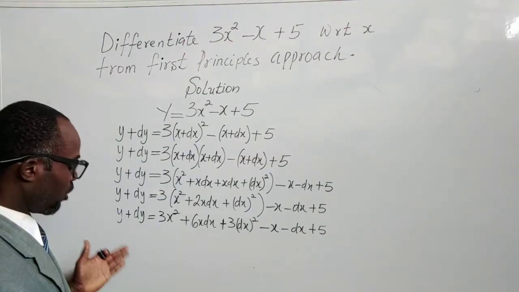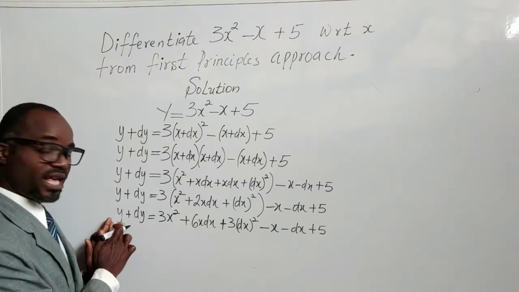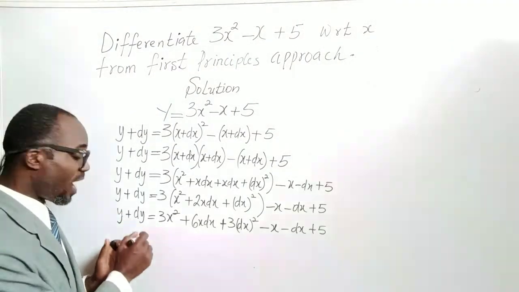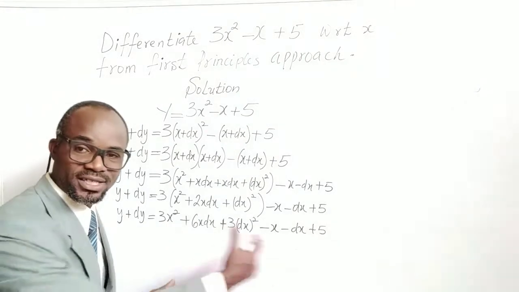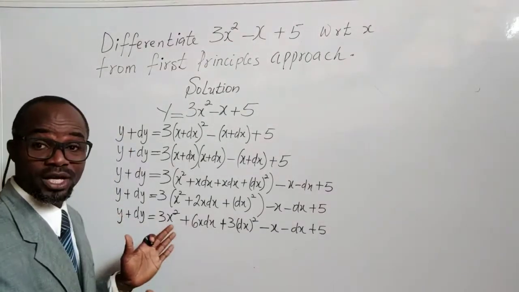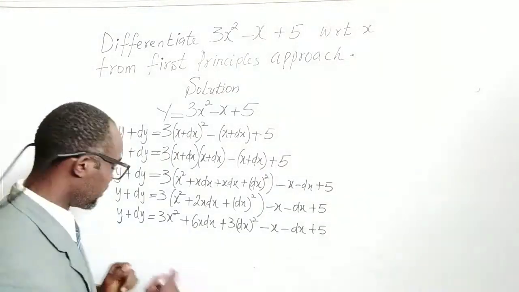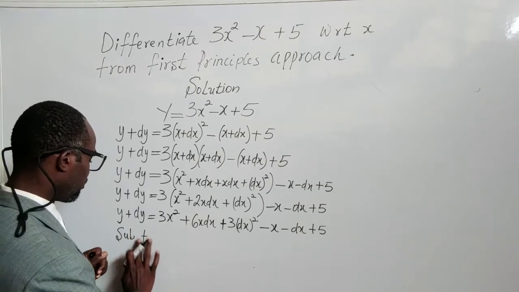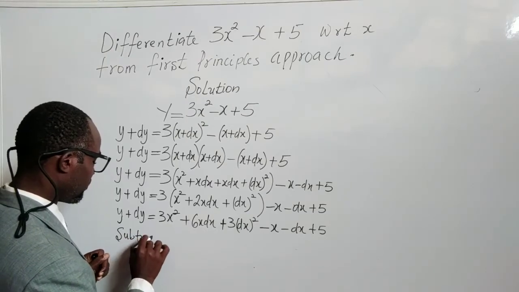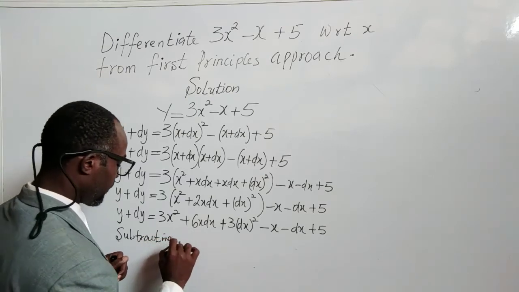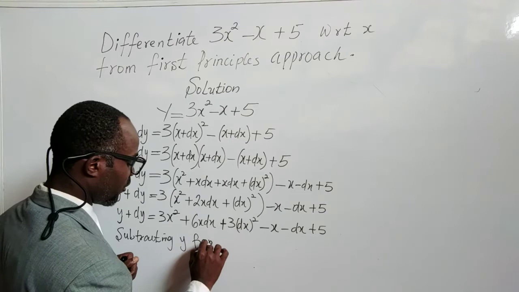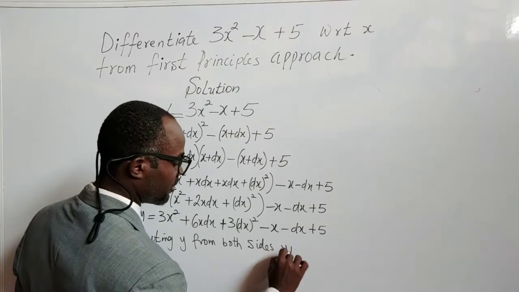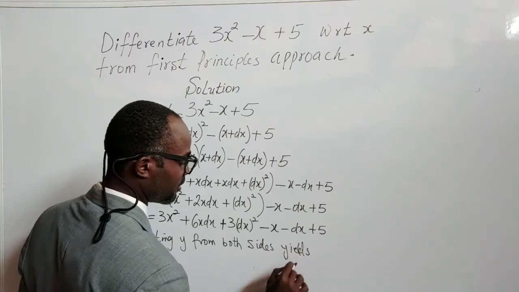What do we do now? Because of this, y is there. How do we now remove y, so that dy becomes the subject of all these things we are discussing? We subtract y from both sides. Subtracting y from both sides yields, let's see what it's going to yield.